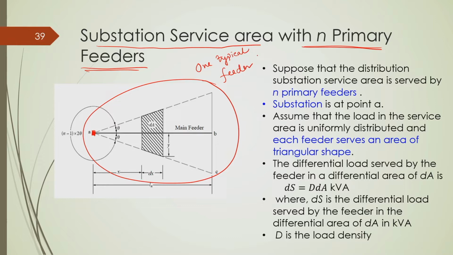And this length of the feeder is Ln. Here again n stands for this length of the nth feeder, or length of the feeder which is associated with n number of feeders in a service area of a typical substation. Here also we assume that the substation is centrally located. So, one particular feeder is shown over here.